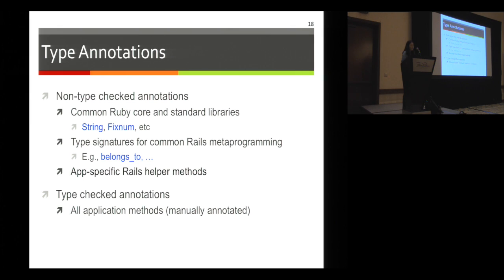We use many type annotations. There were methods that we did not type check, including common Ruby methods, types generated by common Ruby contracts like the one for belongs to, and also we did not type check application-specific Rails helper methods. We did type check the application methods that we.